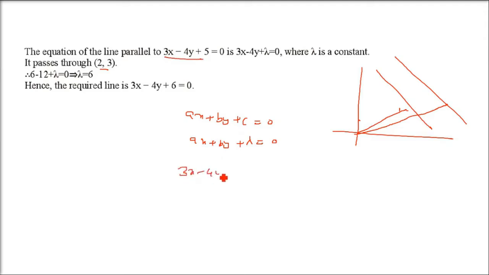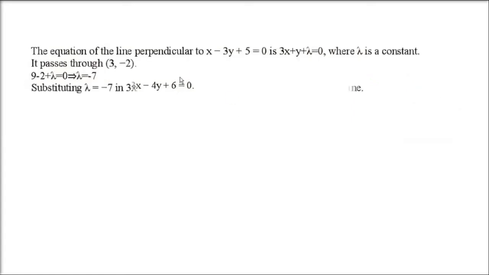Now we have this line 3x minus 4y plus lambda equals 0, and it is passing through 2, 3. So put x as 2, y as 3, you'll get 6 minus 12 plus lambda equals 0, lambda equals 6. Now this lambda you have to place in this equation. That will be 3x minus 4y plus 6 equals 0.